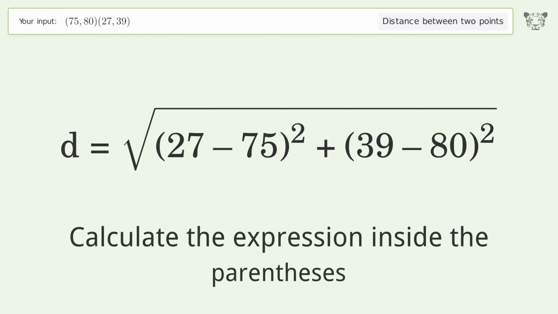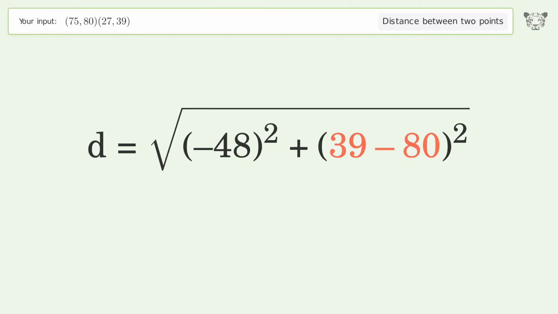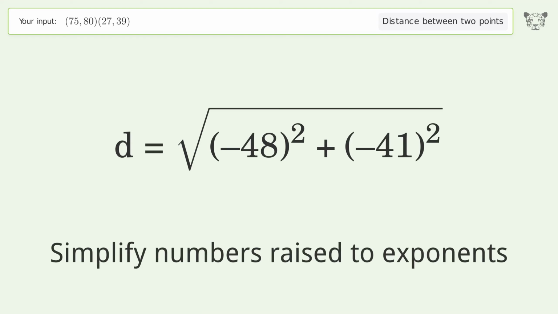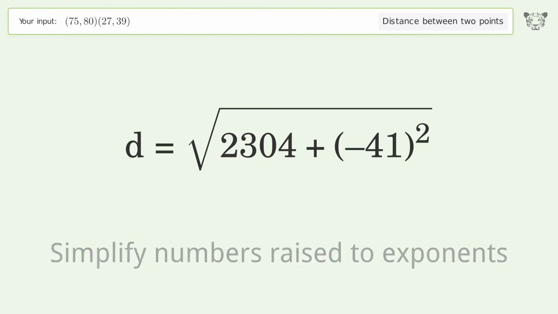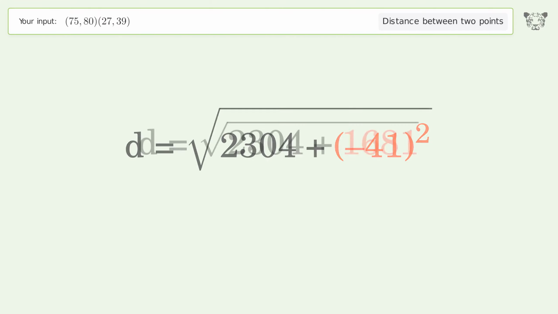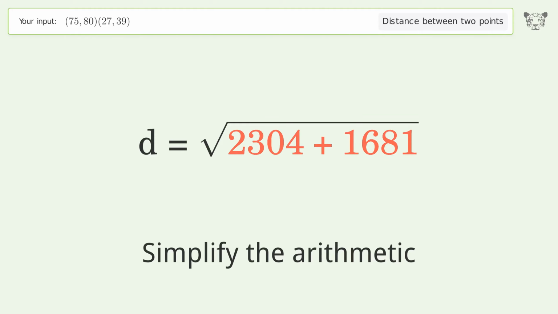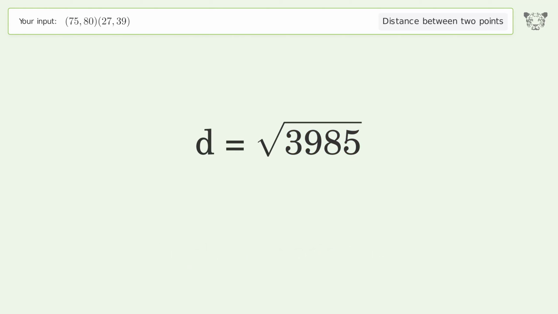Calculate the expression inside the parentheses. Simplify numbers raised to exponents. Simplify the arithmetic. And so the distance between the 2 points is the square root of 3,985, or 63.127.